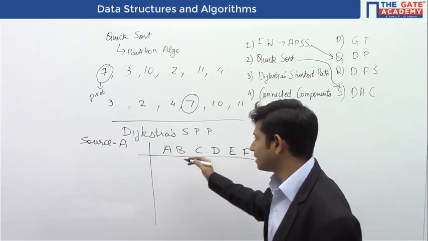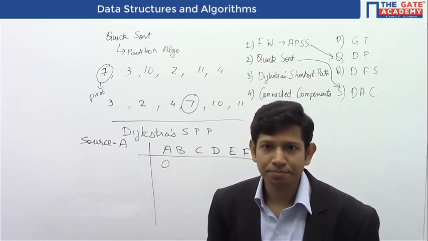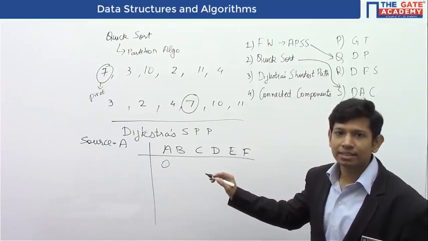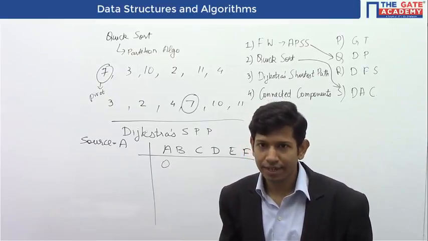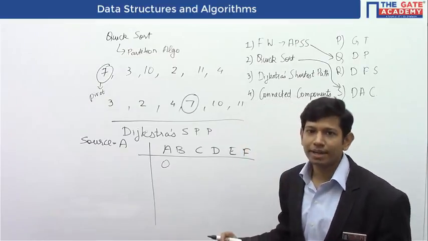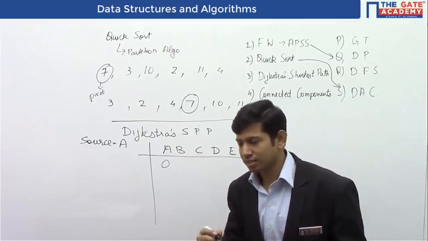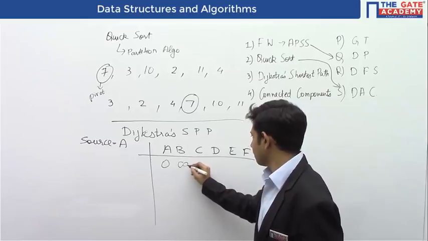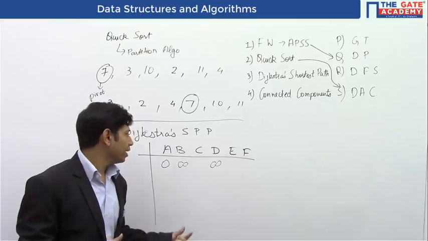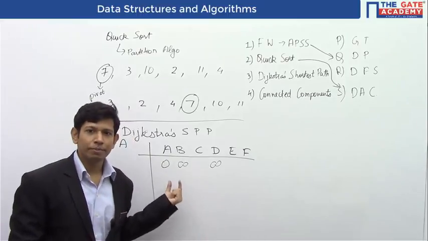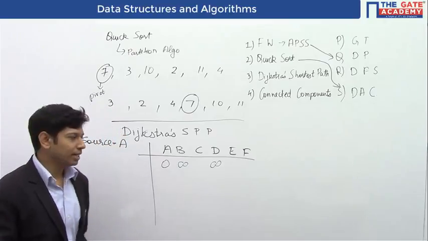So we will start this table by first mentioning the cost of direct edges. If the graph has no edge to some vertex, then it will be represented as infinity, and for the others the cost would be represented. So the first step is mentioning the cost of direct edges. Let's say there is no direct edge from the given source A to vertex B and D. So it will be represented by infinity. And if there are some direct edges, their cost would be represented here.